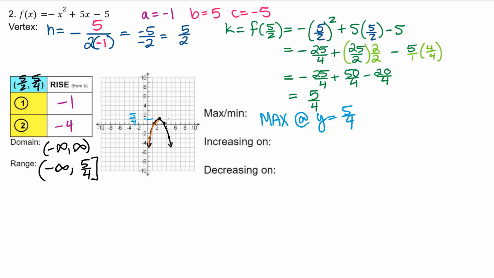This parabola is increasing to the left of the vertex x value of 5/2, so we're increasing all the way from -∞ up to 5/2, decreasing from 5/2 to infinity.